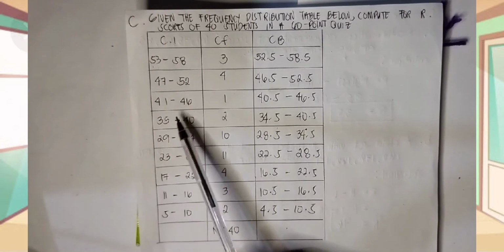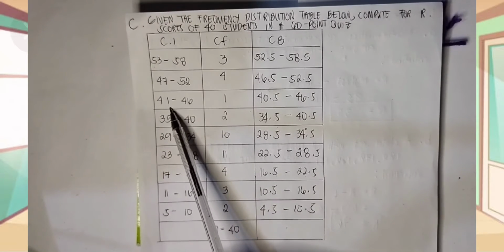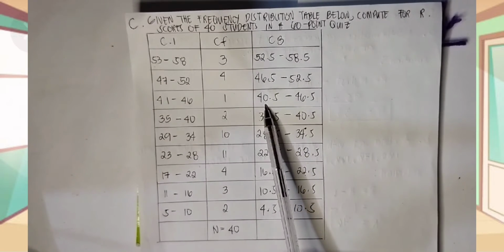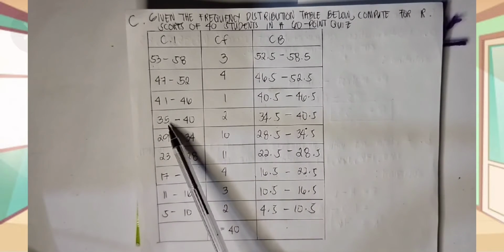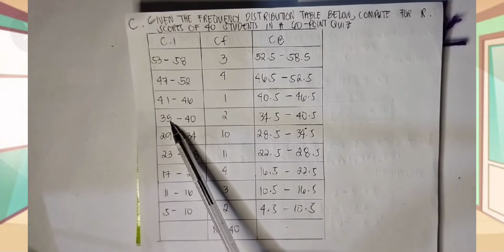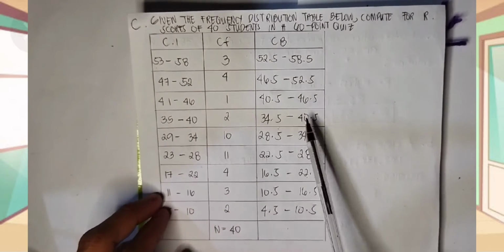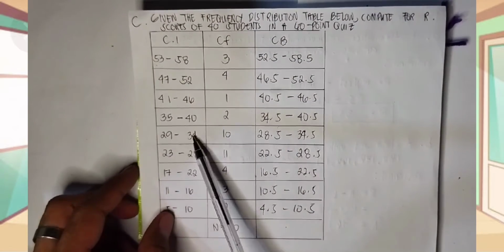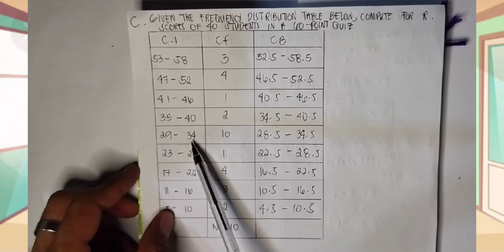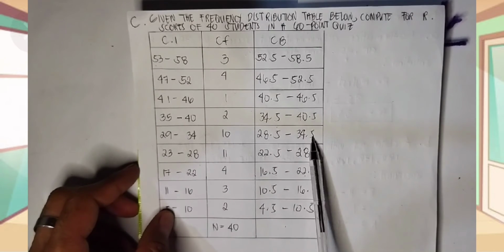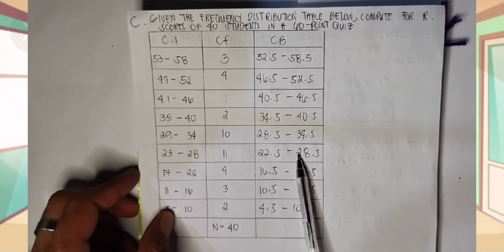So, in the third box, 41 and 46. Just follow the steps. So, 41 minus 0.5 is 40.5. Then, 46 plus 0.5 is 46.5. And in the next box, 35 minus 0.5 is 34.5. Then, 40 plus 0.5 is 40.5. And another next. So, 29 minus 0.5 is 28.5. Then, 34 plus 0.5 is 34.5. And 23 minus 0.5 is 22.5. And 28 plus 0.5 is 28.5.